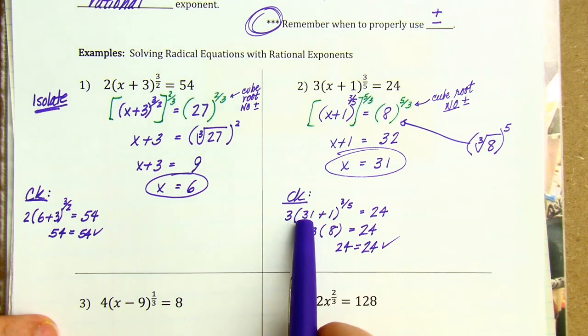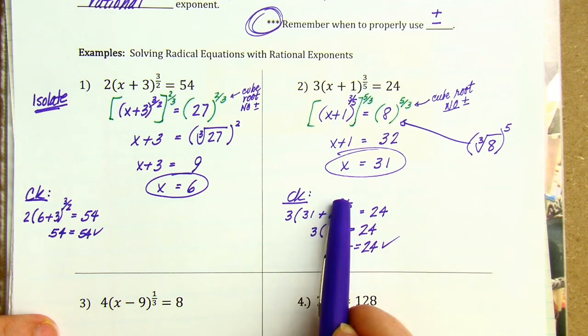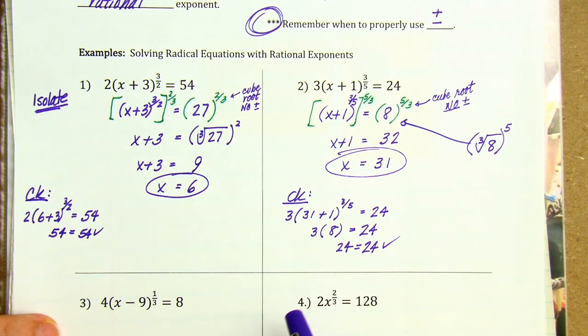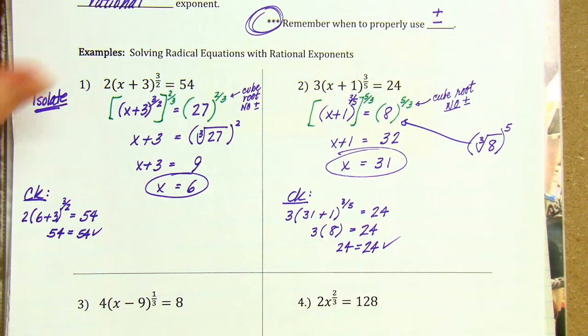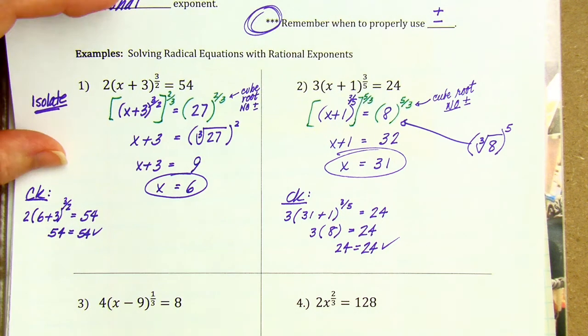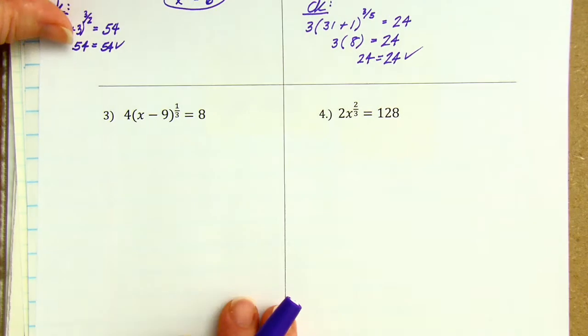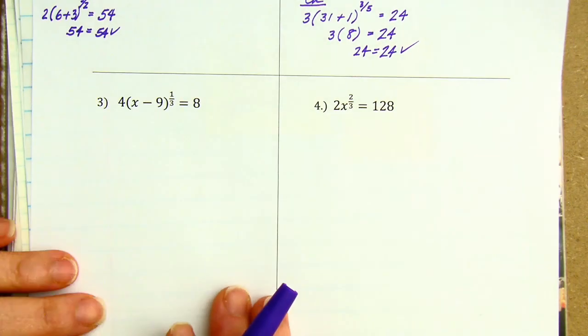I put 31 in for x. 31 plus 1 is 32. The 5th root of 32 is 2. 2 cubed is 8. This becomes 3 times 8. And 3 times 8 is 24. It works. So let me know if you have any questions on that. All right, moving right along, we'll go to example 3. Very similar.